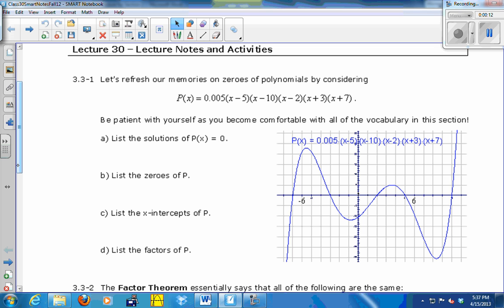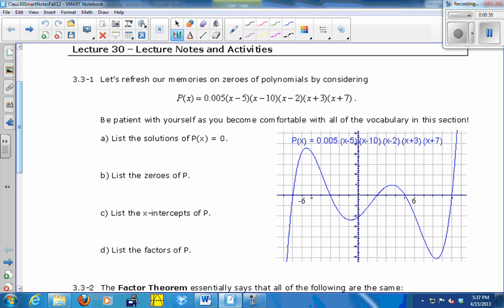So to refresh our memories on the zeros of polynomials, this is something we learned two lectures ago, last week. If this is my polynomial, this 5th degree polynomial, it's written out in factored form. I know it's 5th degree because it's got 5 x's all being multiplied together, so my highest degree is going to end up being an x to the 5th.